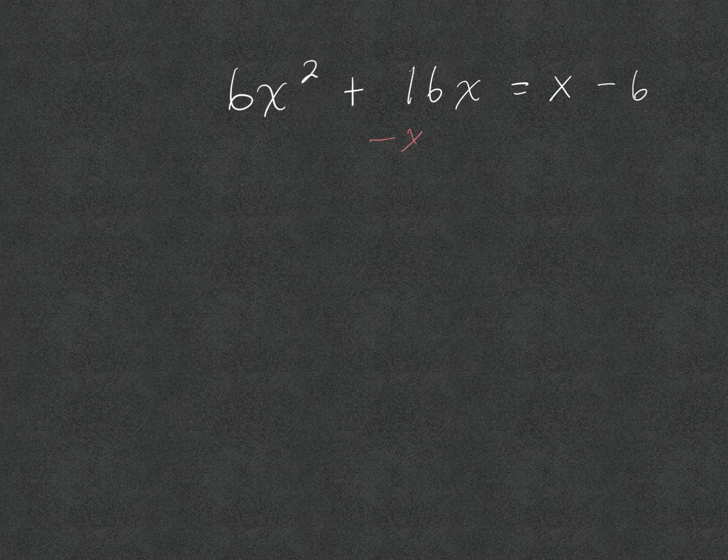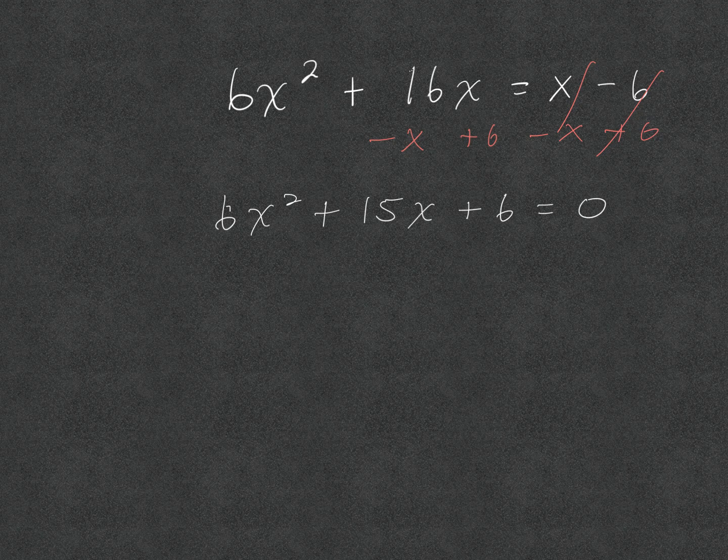Well, we minus x, we add 6, so these cancel. And what we get here is 6x squared plus 15x plus 6 is equal to 0. Oh, there's another 6x squared. Okay, first method, take a look at the factors.